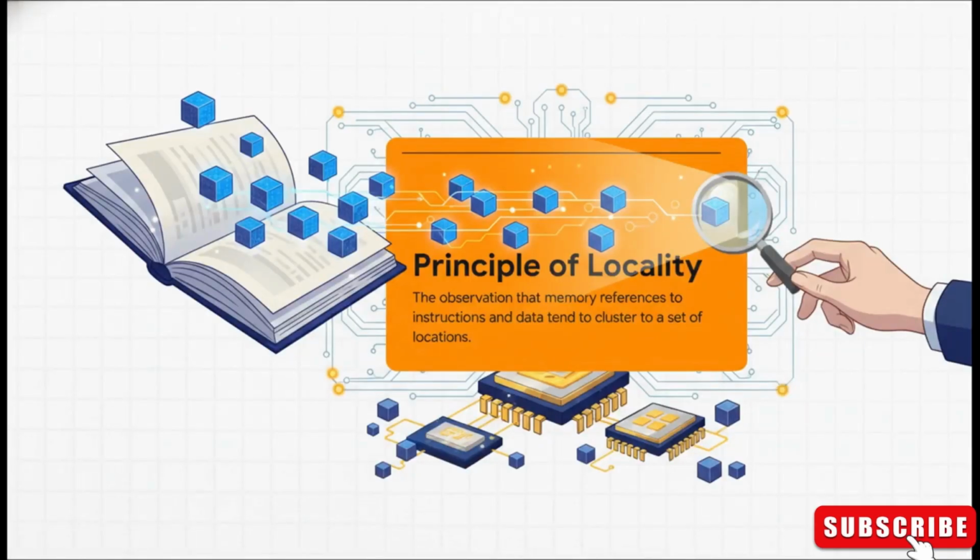But okay, how does the computer know which books to keep on its desk? It all comes down to this brilliant observation: the principle of locality. It's just the idea that programs tend to use data that's all clustered together. So if the CPU needs one piece of data, there's a really high chance it's going to need its neighbors, or that same piece of data again, very, very soon. So the cache smartly preloads all that nearby data, saving a trip to that slow main memory library.